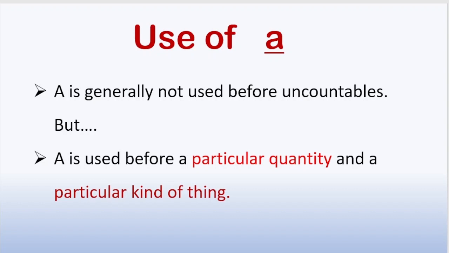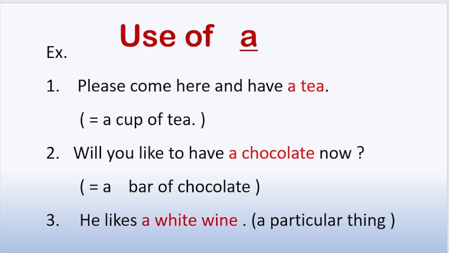Again I am repeating, a is used before a particular quantity and a particular kind of thing. Here we can see some examples. Number 1, please come here and have a tea. Have a tea. Here a tea means a cup of tea. That is a particular quantity.